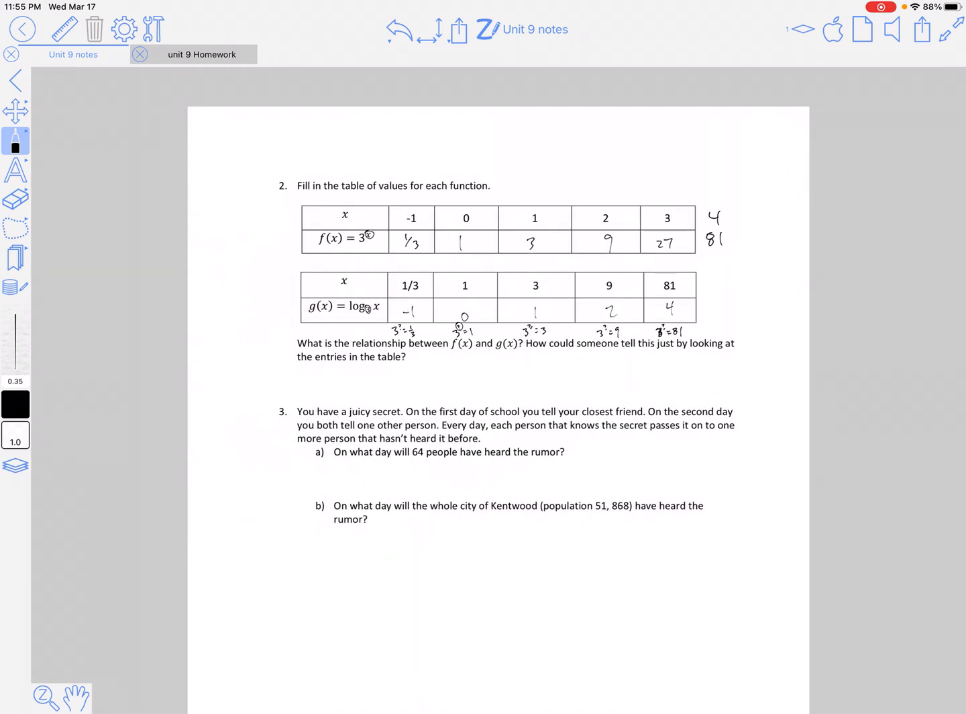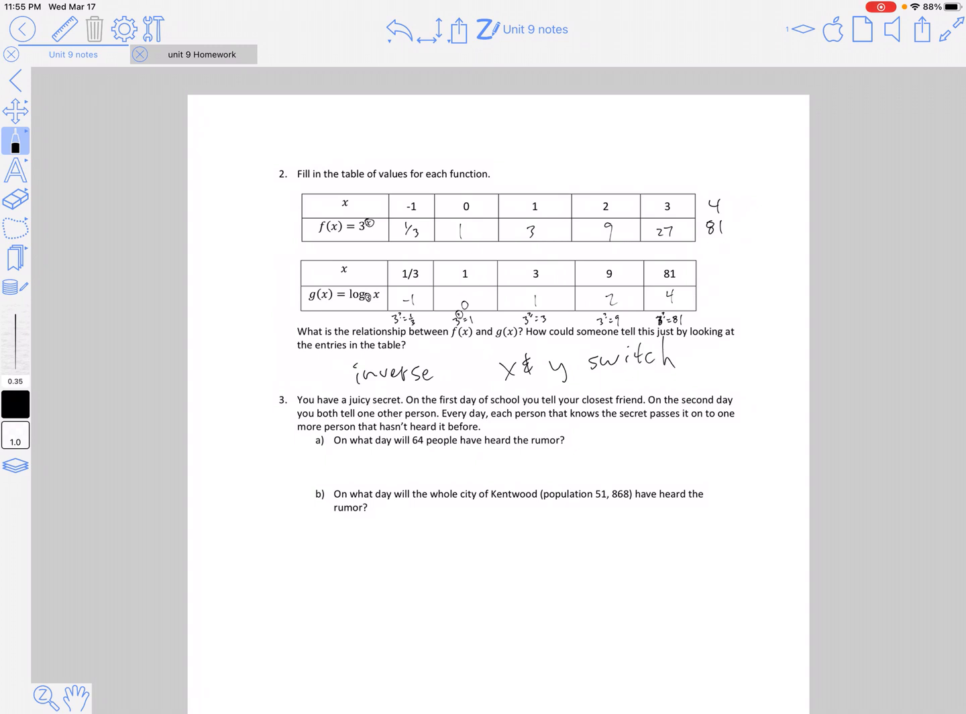What is the relationship between f of x and g of x? How could someone tell this just by looking at the entries in the table? Well, they're inverses. Okay? The x and the y switch. That's what makes them inverses. So if they didn't know what they're doing, they'd see those x's and y's flipping and at least know that they are inverses. Okay? All right, day 1.